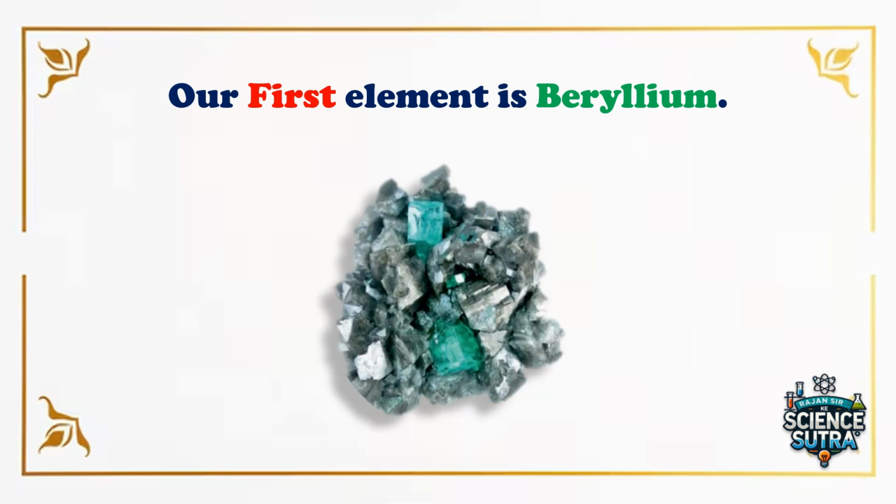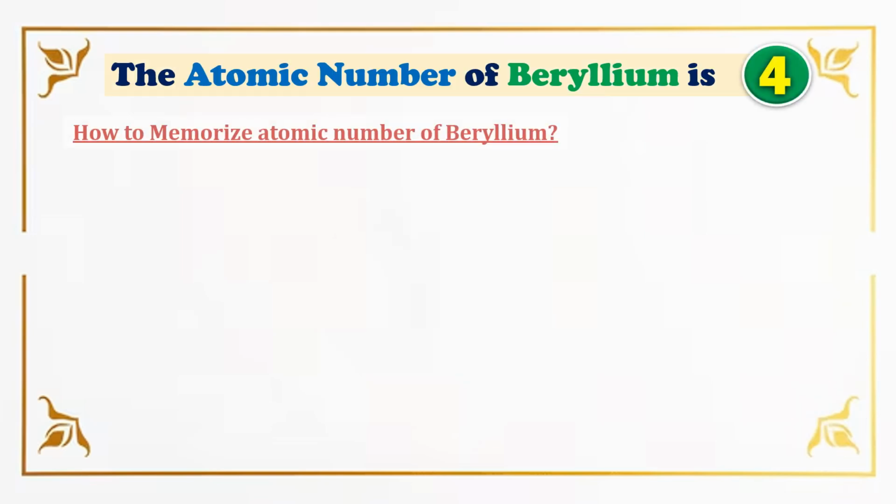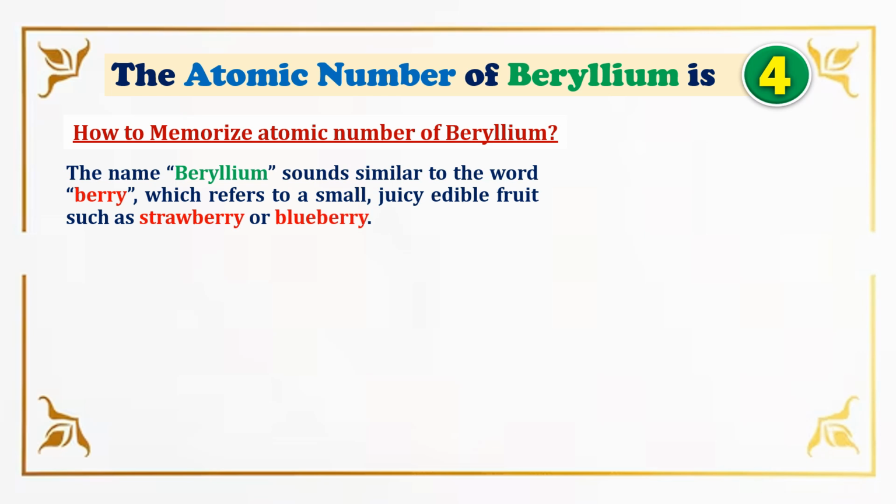So this is the picture of beryllium. Beryllium looks like the stone, green color stone, and its atomic number is 4. How to memorize atomic number of beryllium? The name beryllium sounds similar to the word berry, which refer to a small, juicy, edible fruit such as strawberry or blueberry. So, from this learning, we got an idea that beryllium is equal to berry, means its name sounds similar to the word berry.